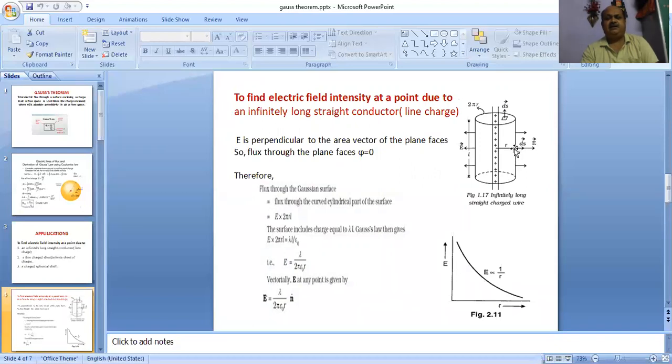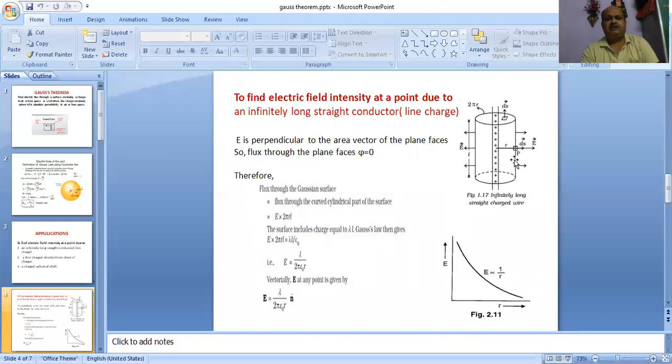There is a point in the electric field, that is P, where we need to find electric field intensity. To use Gauss theorem, charge must be enclosed. So to enclose a charge, I have taken an imaginary cylindrical surface. And this imaginary surface which is taken for applying Gauss theorem is called Gaussian surface.